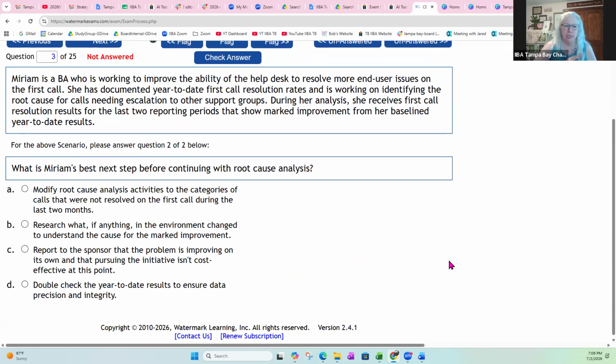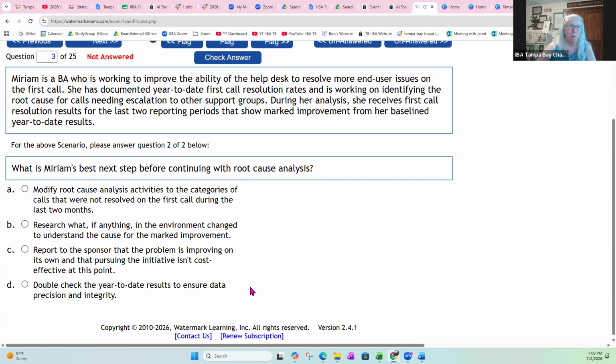So before she continues with root cause analysis, modify root cause analysis activities to the categories of calls that were not resolved on the first call during the last 2 months. Research what, if anything, in the environment changed to cause the marked improvement. Report to the sponsor that the problem is improving on its own and pursuing the initiative isn't cost effective at this point. Double check the year-to-date results to ensure data precision and integrity.